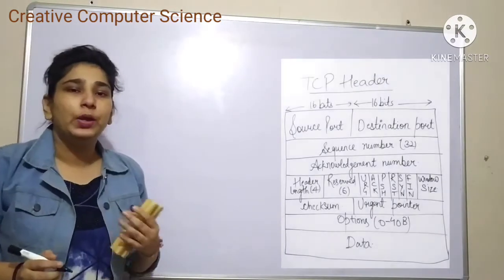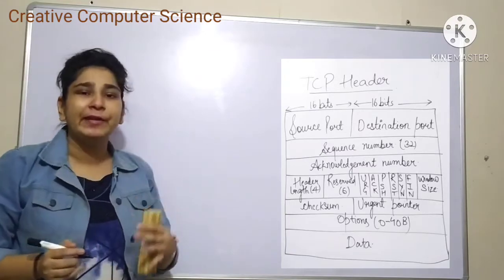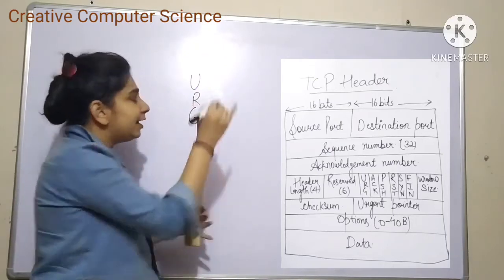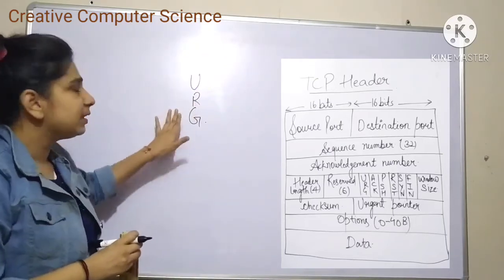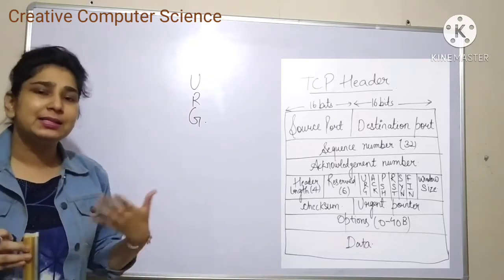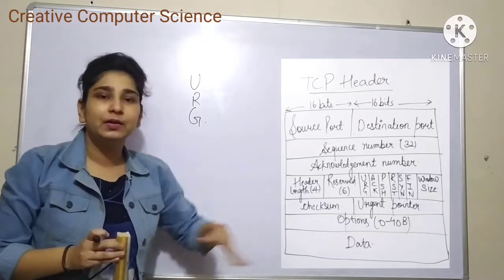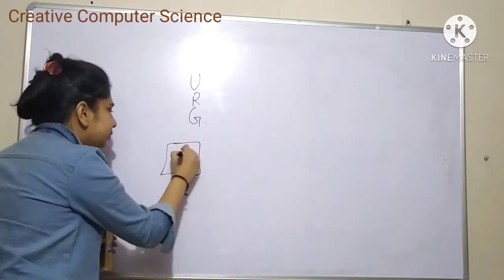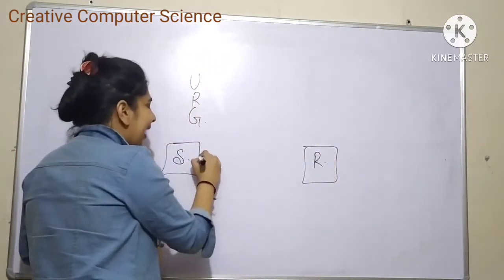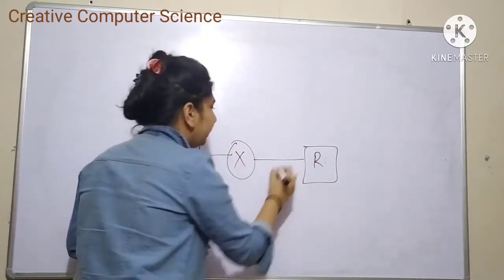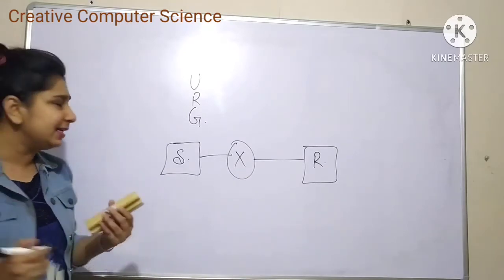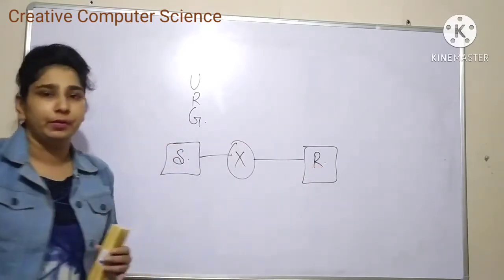Okay, so now we are going to discuss the next field of the TCP header. It is the urgent field. What is the purpose of using this field? Let's suppose the sender is sending some data to the receiver. Let's suppose this is your sender, this is your receiver. Okay, and we have a router present between sender and receiver.